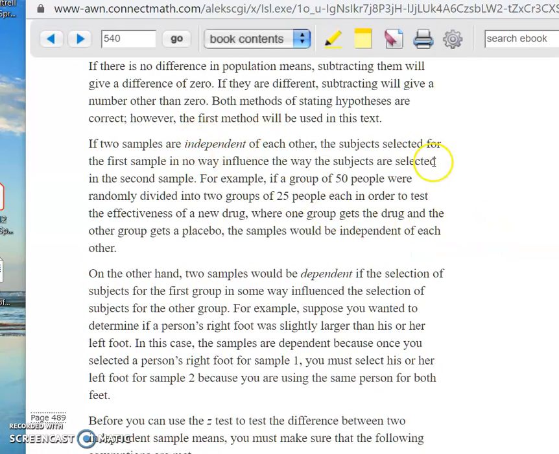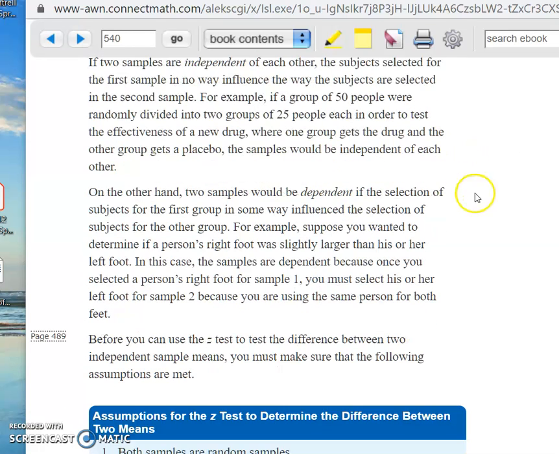Now, what do we mean if they're independent? When we say that they're independent, what we're saying is that the subjects that are selected for the first sample in no way influence the way that the subjects are selected in the second sample. If you take 50 people and you randomly divide them into two groups of 25 people each, because you want to test this new drug, okay, well, the samples are independent, right? But they're going to be dependent if the people that you picked in the first group somehow influence the people that are selected in the second group.